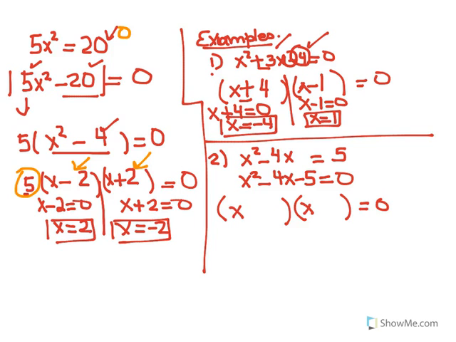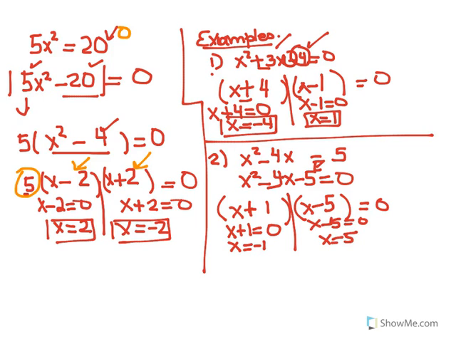x and x. This number is negative, so it's a positive and a negative. Factors of 5 that give me negative 4. What if you do negative 5 and positive 1? Negative 5 plus 1 is negative 4. Excellent. So the answer is x plus 1 is equal to 0, means x is negative 1, or x minus 5 equals 0, that means x equals 5.